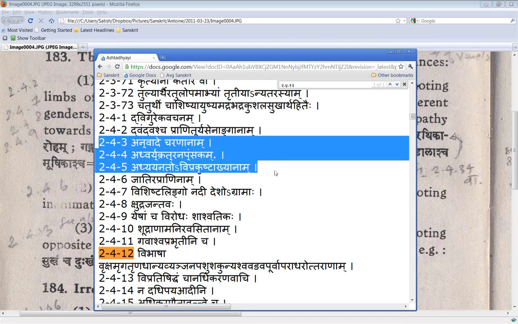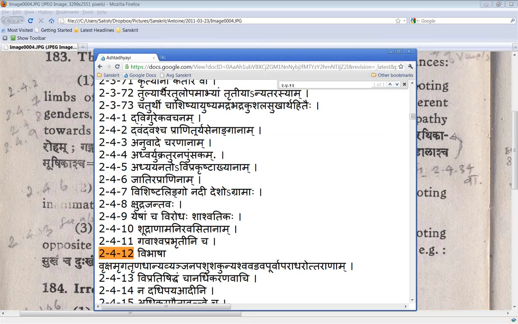2-4-3, 2-4-4, 2-4-5. Now comes the most important rule. This is 2-4-6, Jatira pranina. This is the most important rule over here. Jatira pranina. What does that say?